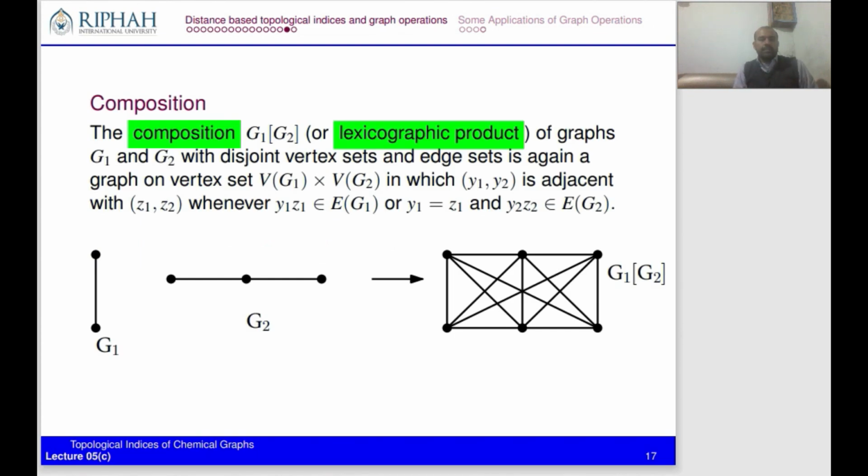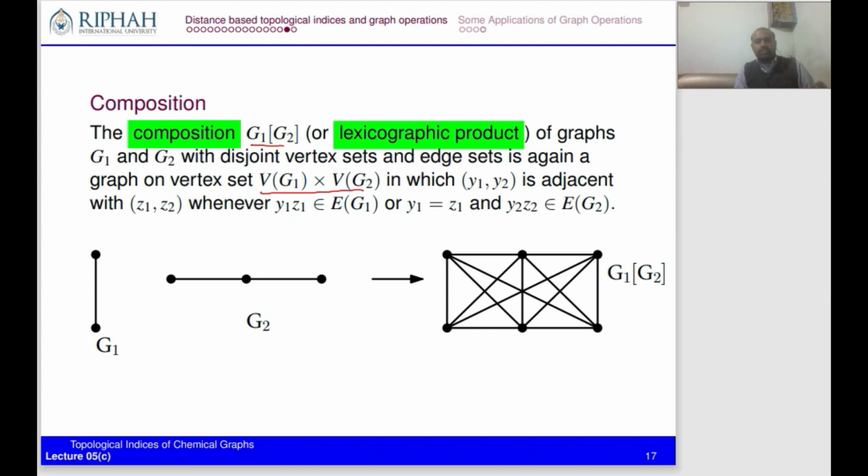So let's discuss another graph operation, composition. The composition of two graphs is denoted by this notation. This is also called the lexicographic product. The vertex set of the composition is given by the vertex set of graph G1 multiplied by the vertex set of graph G2. You can say the vertices will be ordered pairs. Two vertices Y1, Y2 are adjacent to Z1 and Z2.